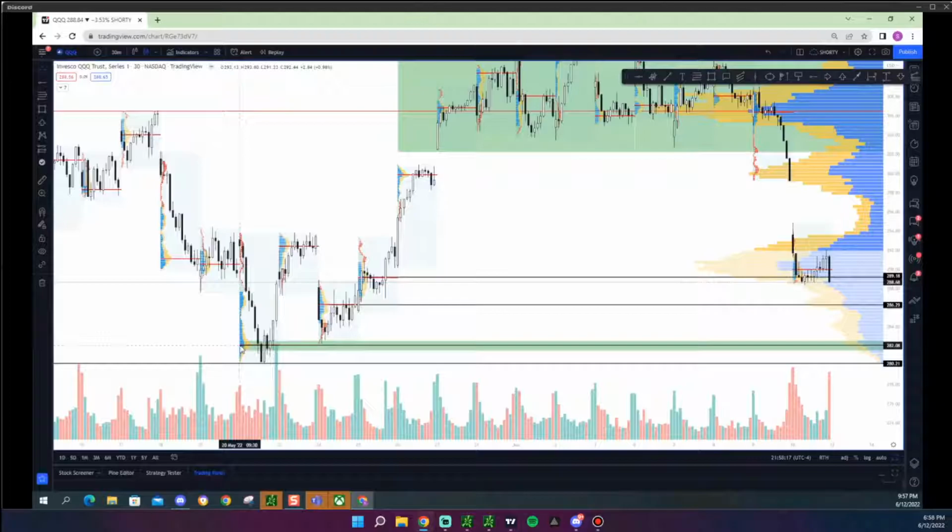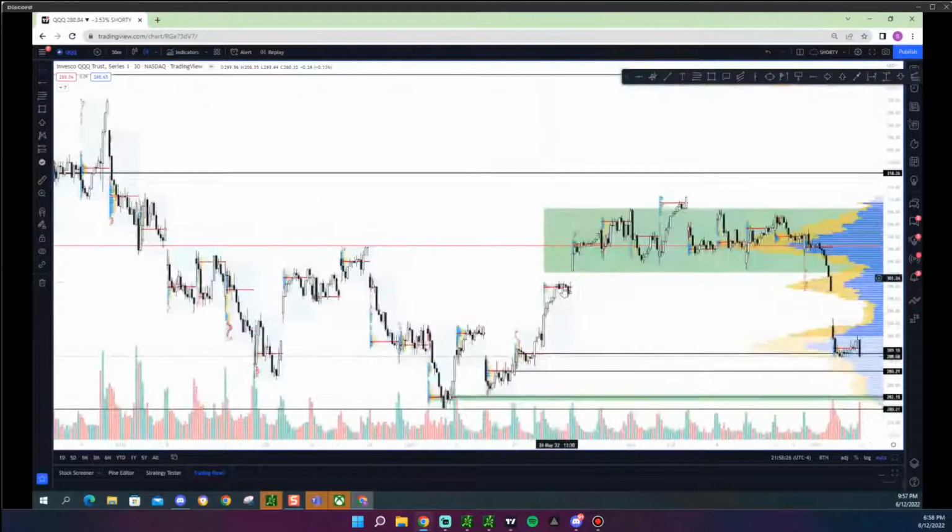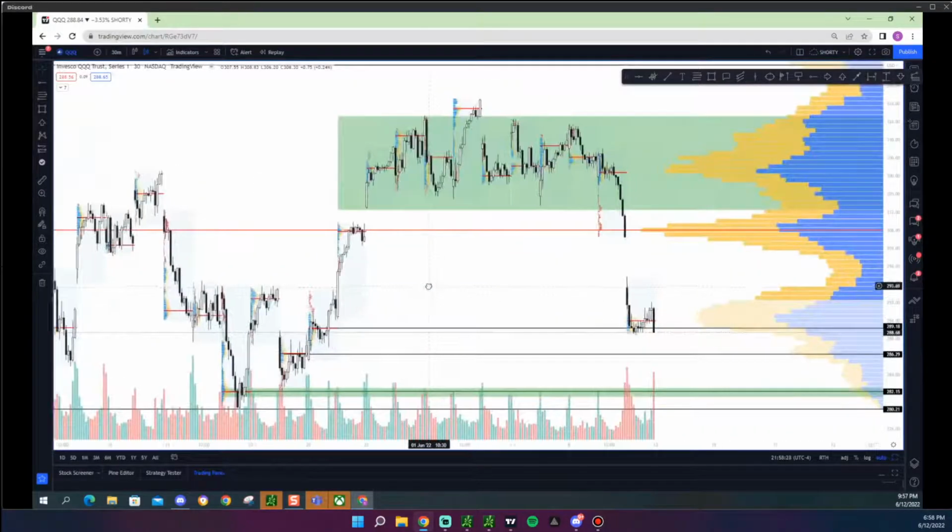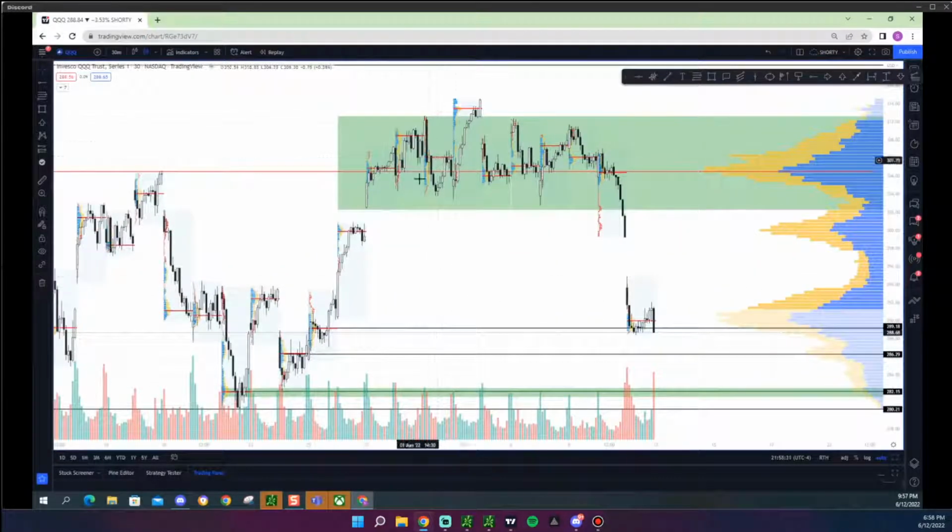Yep, it's a short covering, meaning they were so short, the delta was so negative that they needed to buy stuff to bring it back to balance. And they brought it back to balance. And then this is your selling climax, right?